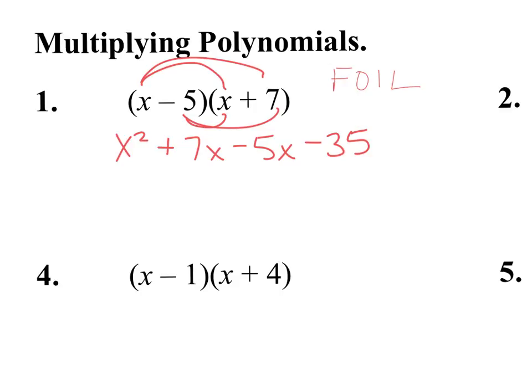Can any of those things be combined together? 7x and negative 5x can be combined together. So when we're done, we get x squared plus 2x minus 35. Does that ring a bell? You were probably starting to do this almost exactly a year ago. Okay, and some of you may even have done it in junior high.